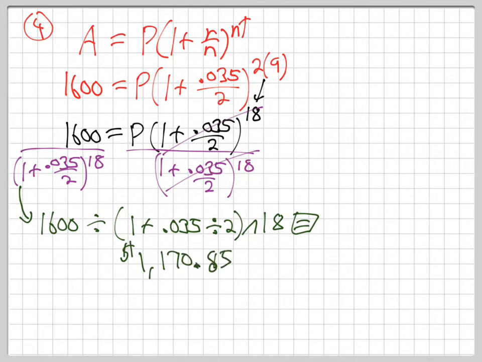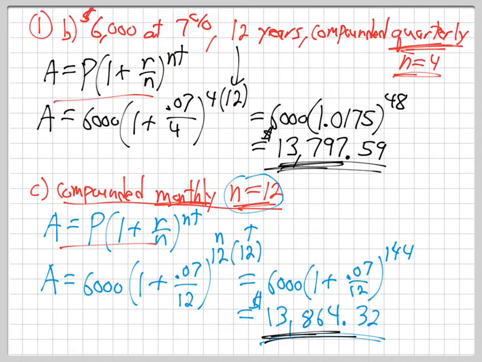And when you do so, you'll get the answer, $1,170.85, rounded to the nearest penny there. 85 cents. So that's the amount of money that should be put in the bank at the start. That's the principal that will grow to become $1,600 9 years later. So that's how we do that problem. Okay. Let's go back to number 5 now.